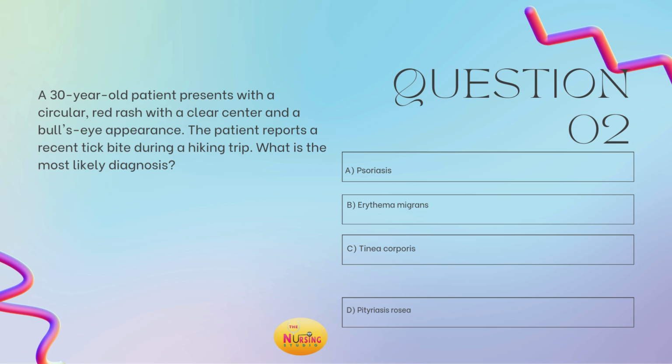All right, same thing. Always look at that stem of the question first. So, stem of the question states, what is the most likely diagnosis? So, again, we're going to run it back and look at those assessment findings. So, we have a 30-year-old patient comes in with a circular red rash with a clear center and a bullseye appearance. The patient reports a recent tick bite during a hiking trip. All right, y'all, key identifier. When I say bullseye pattern, what do y'all say?